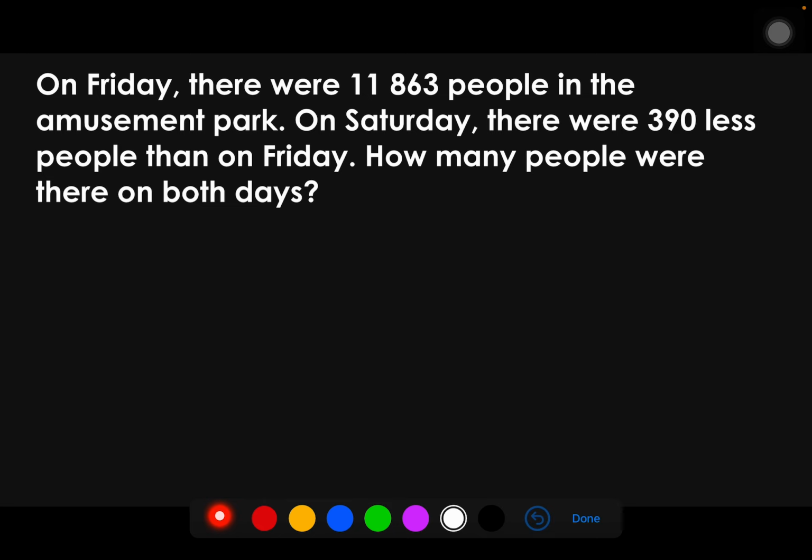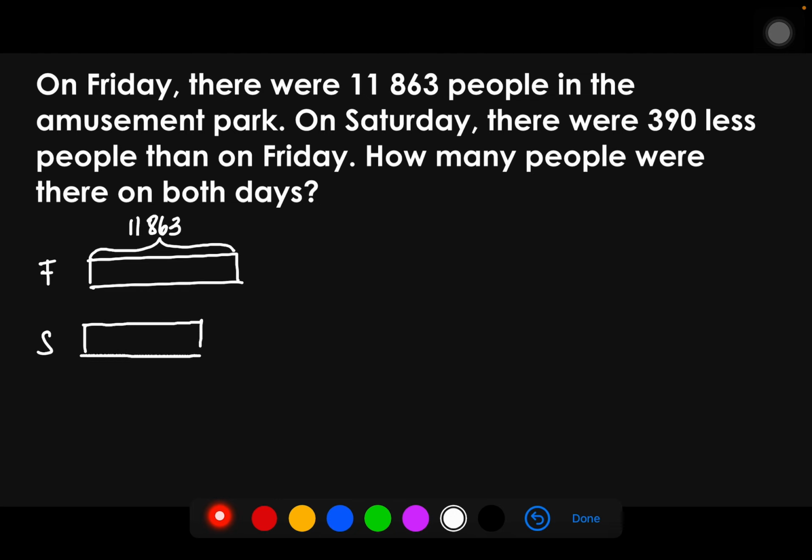We know that there are 11,863 people on Friday, and then on Saturday, it's less. So, meaning to say, we will be having a shorter model for Saturday, and it's 390 less. So, we are looking for how many people are there altogether. To get that, we would have to find how many people were there on Saturday first.